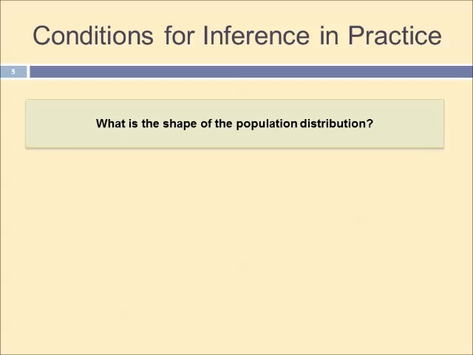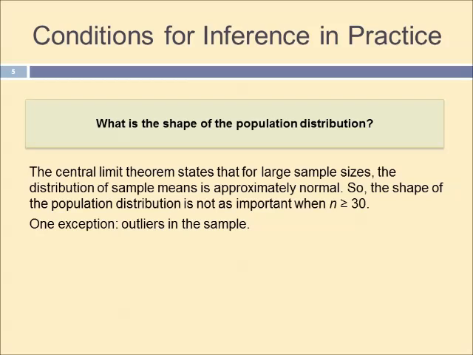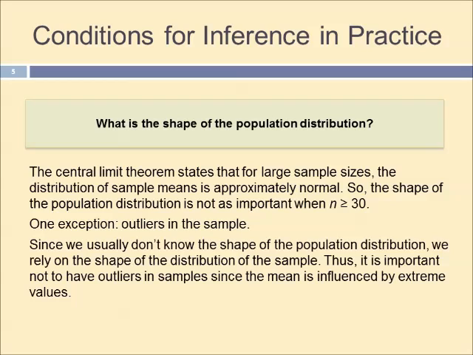Concerning the shape of the population, the central limit theorem states that for large samples, the distribution of sample means is approximately normal. So the shape of the population distribution is not as important when the sample size is bigger than 30, unless there are outliers in the sample. And since we usually don't know the shape of the population distribution, we actually need to rely on the shape of the distribution of the sample. So it's important not to have outliers in the sample, since the mean is influenced by extreme values.